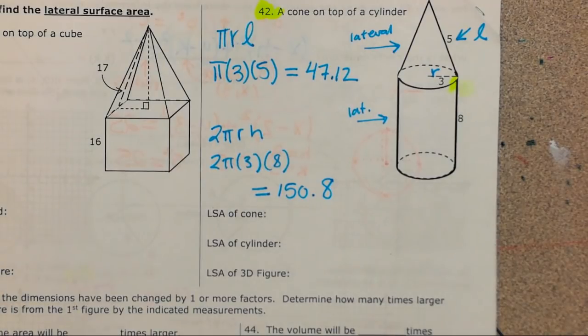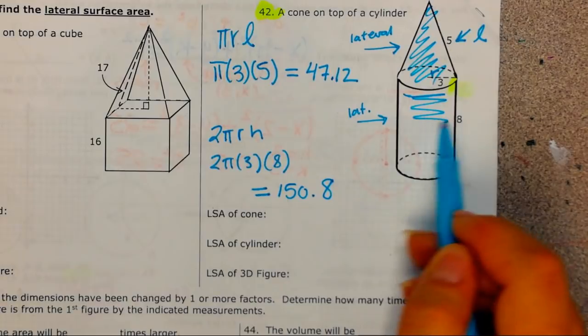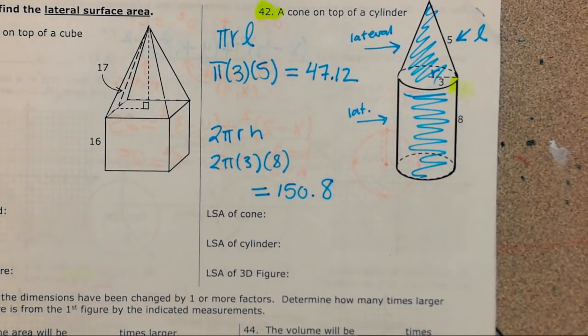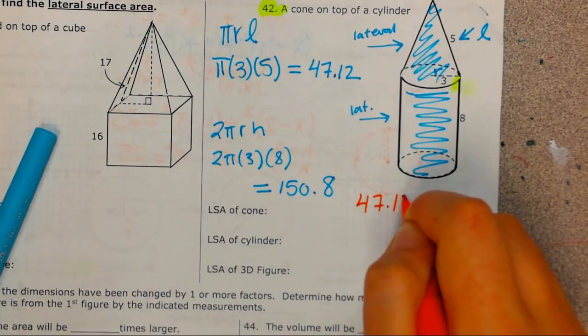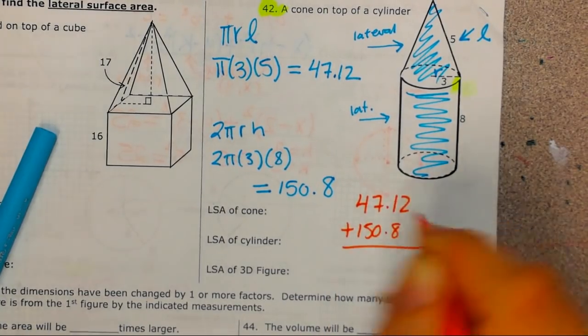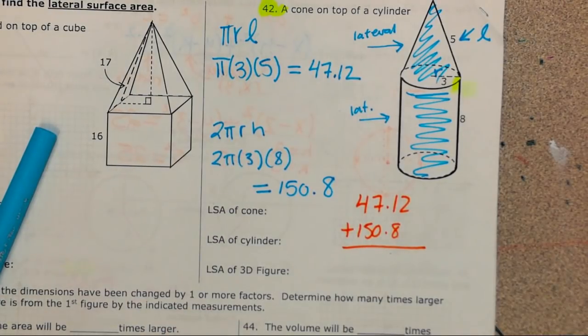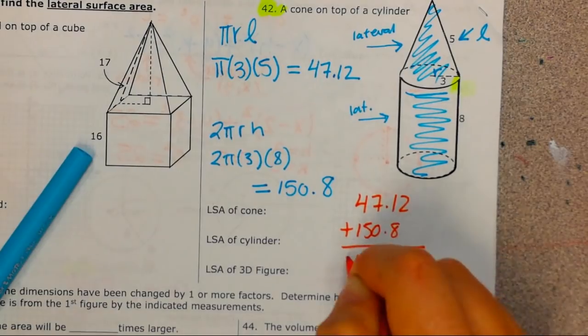All right. So this is the top portion, the cylinder is the bottom portion. If I want the total, I just got to add them. So 47.12 plus 150.8 gives us 197.92.